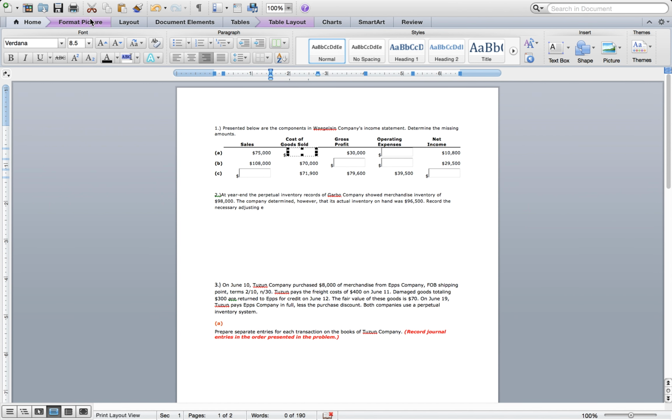For today's lesson I'd like to go over accounting for merchandise and operations. The first one represents components for Wegland Company's income statement. It was to determine the missing amounts. First, we start off with sales of 75,000, and we're looking for our cost of goods sold. Our gross profit is 30,000. So to get cost of goods sold, that'll be the difference. If you take 75,000 minus the 30,000, that'll be 45,000.